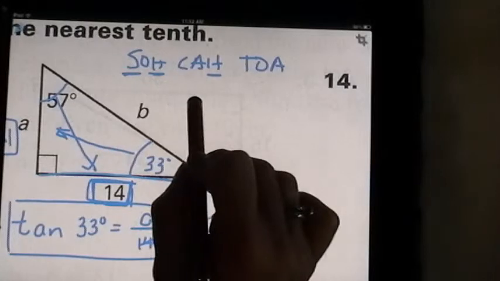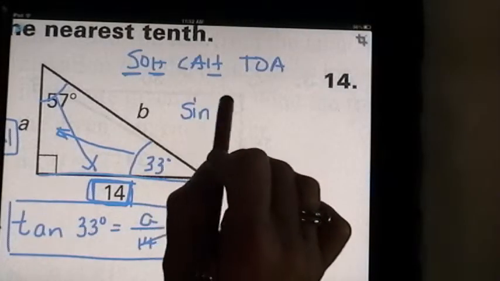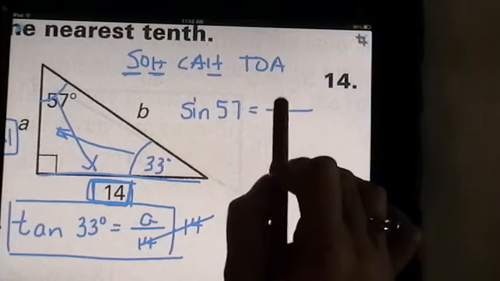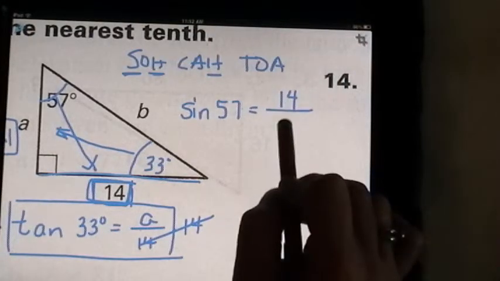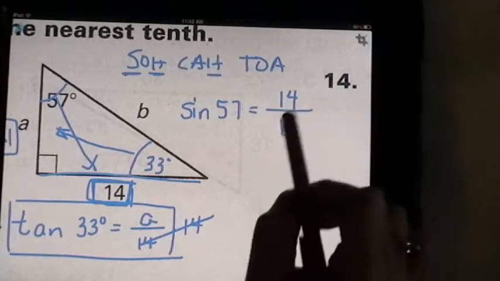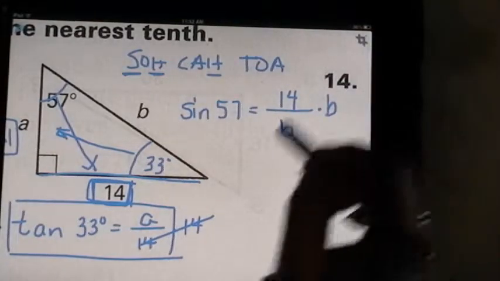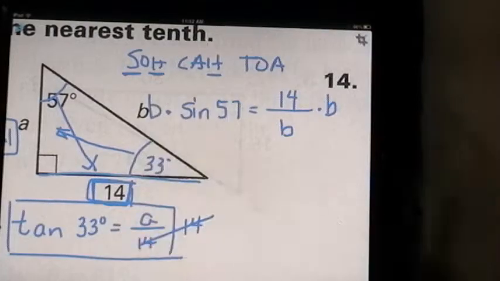So I'm going to say sine 57 degrees is equal to the opposite side, which is 14, over the hypotenuse. Again, I'm using this 14 because it was an original number I was given. I didn't have to round it to get it. It was given to me.